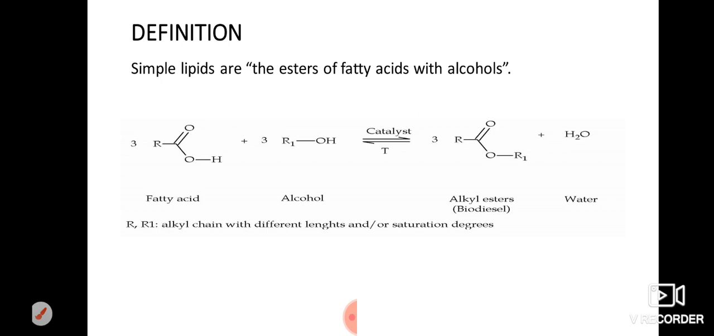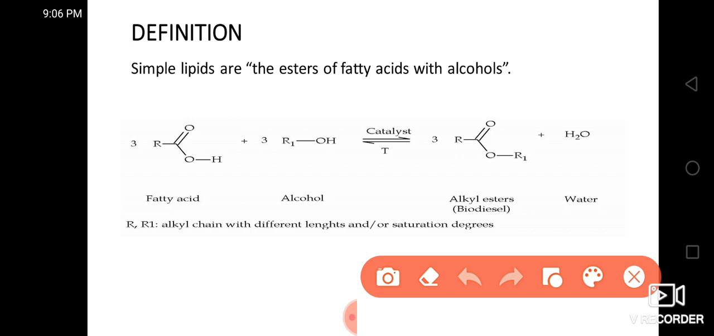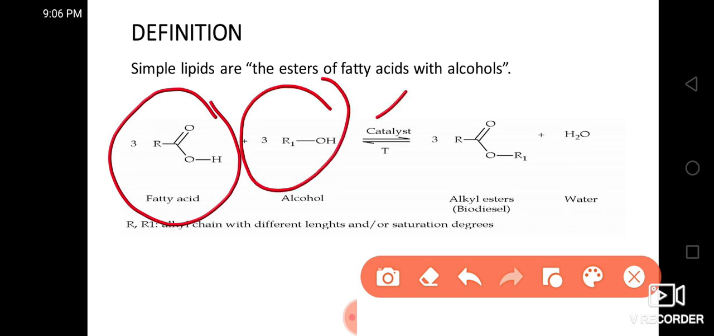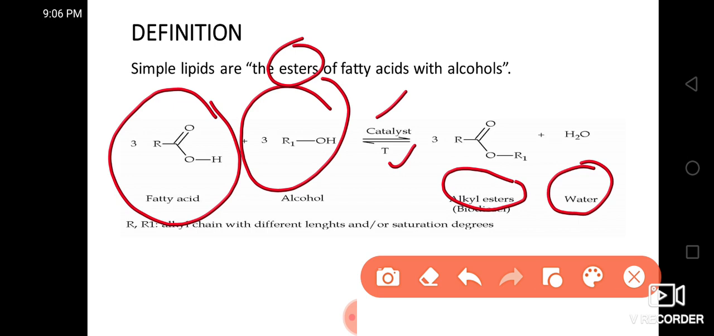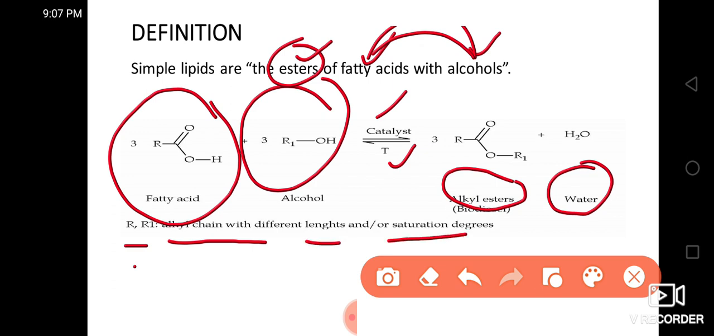So first we are going to define what simple lipids are. Simple lipids are esters of fatty acids with alcohol. Three fatty acid molecules combine with alcohol in the presence of a specific catalyst and temperature, and then ester bonds are formed and water is released. Therefore we call them esters of fatty acids, because these fatty acids join up with alcohol and make ester linkages. R1 and R2 are alkyl chains with different length or degree of saturation, so R could be any alkyl group.